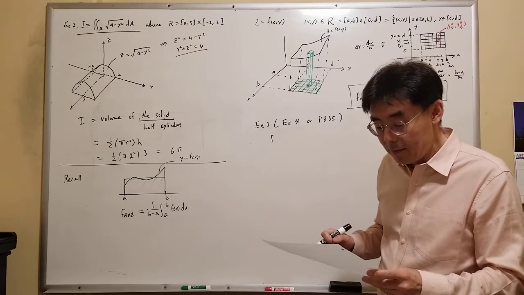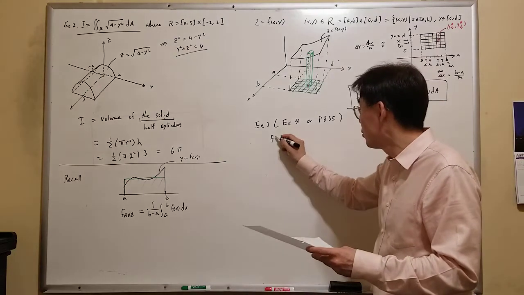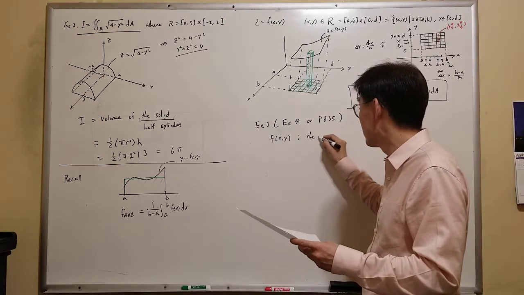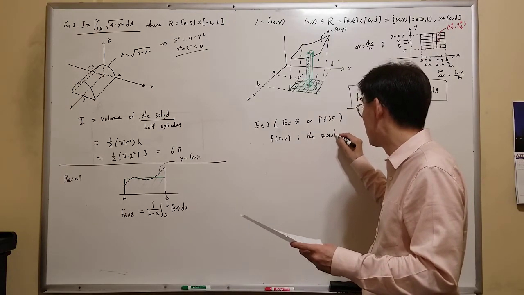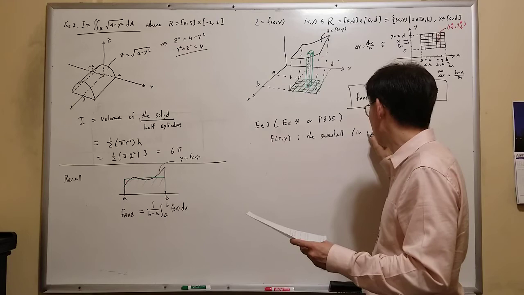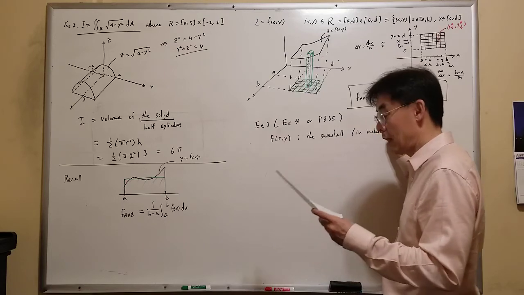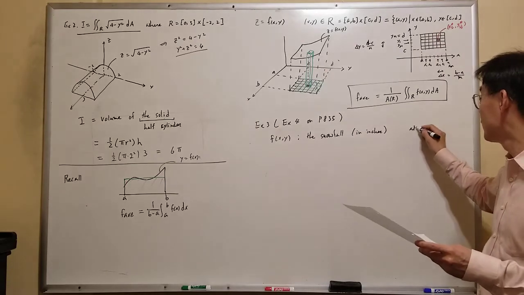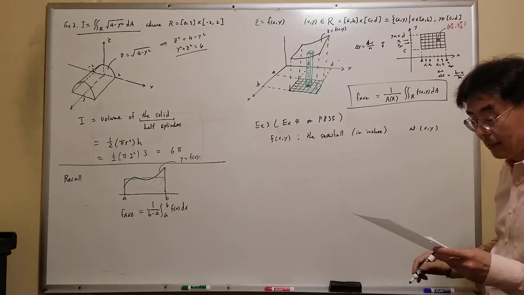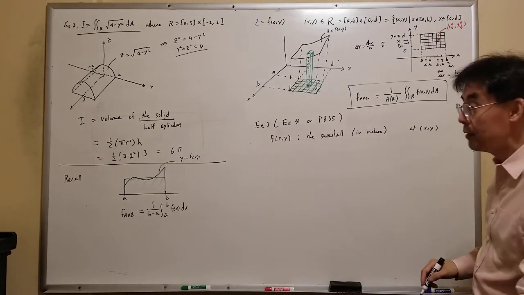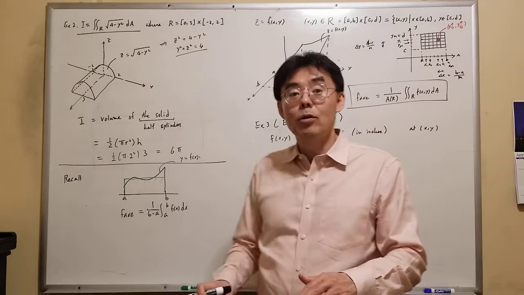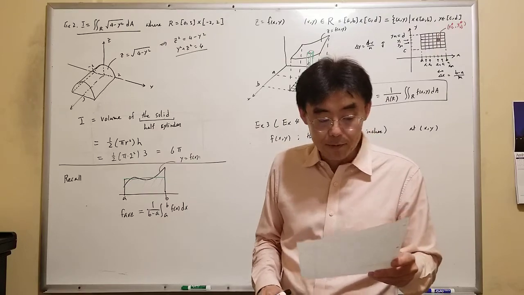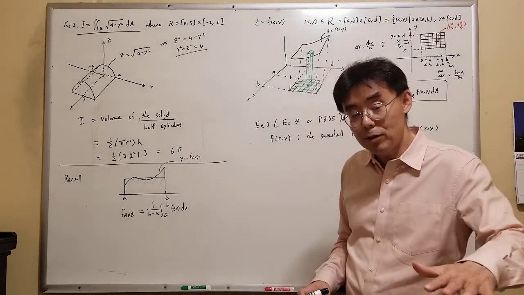So f of xy should be the snowfall in inches on a certain date in Colorado at xy. Then the average snowfall in Colorado, in the state of Colorado. How do we find average snowfall?